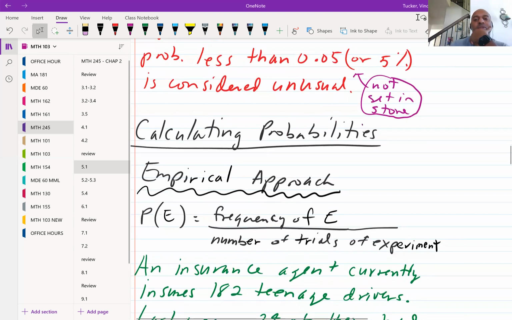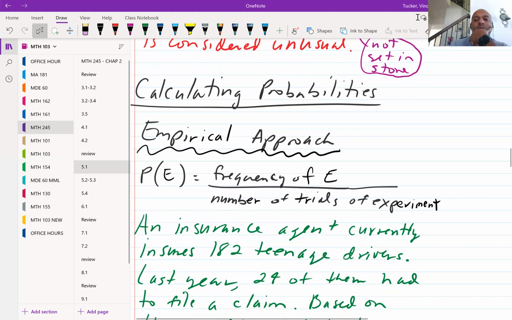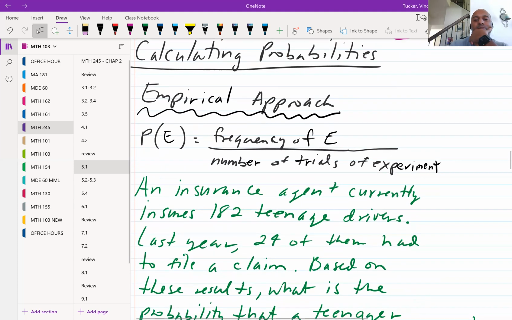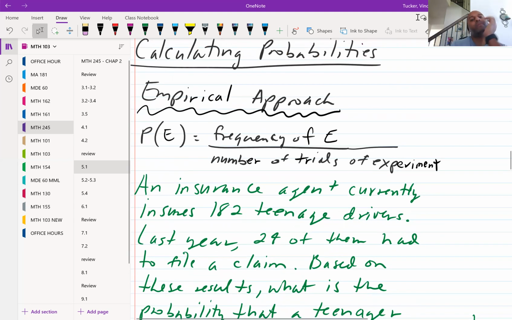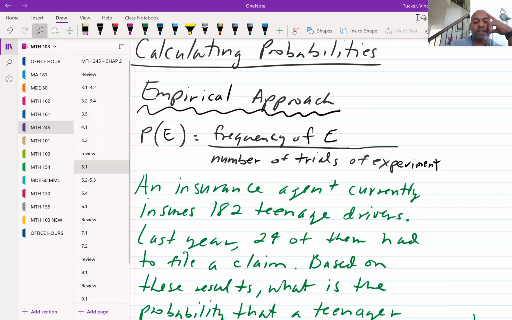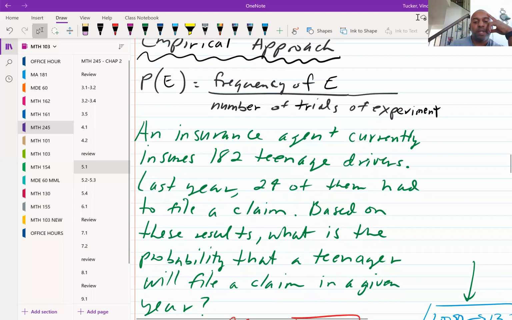All right, done with the red. We have an insurance agent who currently insures 182 teenage drivers. Last year, 24 of them had to file a claim. Based on these results, what is the probability that a teenager will file a claim in a given year?